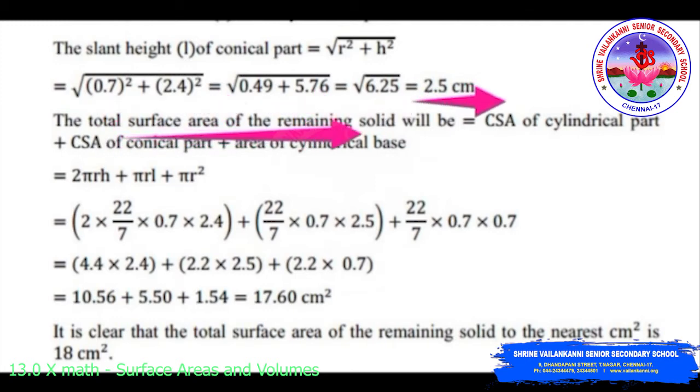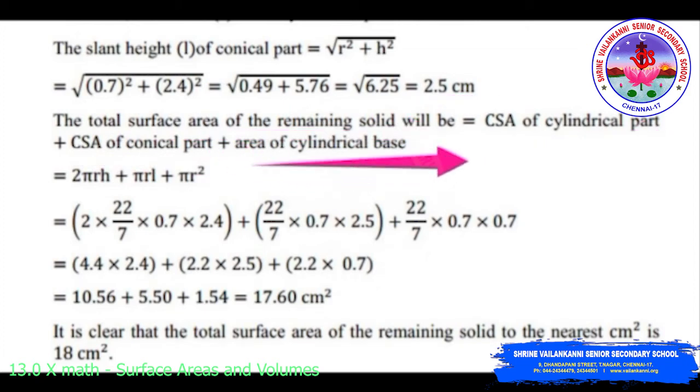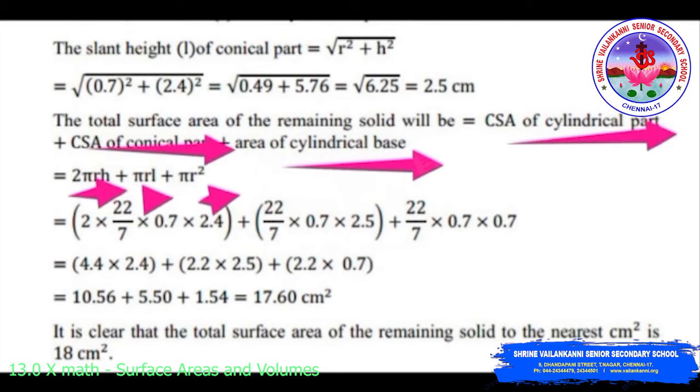Surface area of the remaining solid can be got by CSA of the cylindrical part plus CSA of the conical part plus the base area of the cylinder, which is equal to 2 pi rh plus pi rl plus pi r squared.